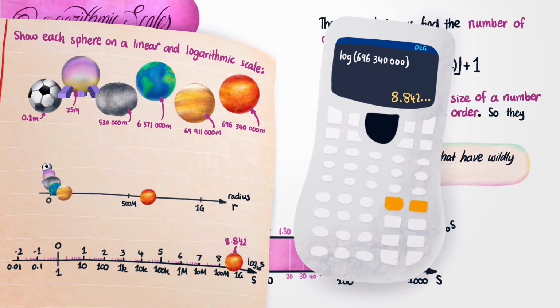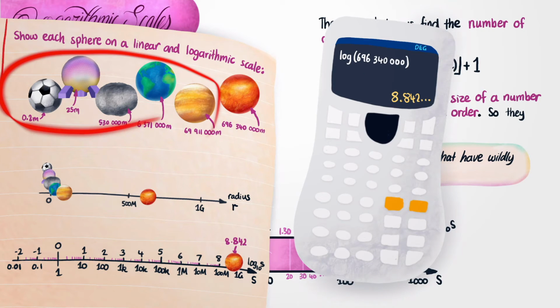So the log base 10 of 696 million is approximately 8.84, so it shows up right here, as we saw. Now for the rest of the spheres, I'm not actually going to type the log base 10 into a calculator. You should check them yourself to make sure everything I'm doing makes sense.